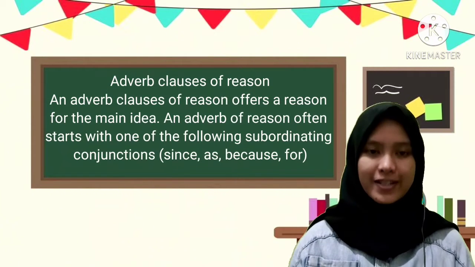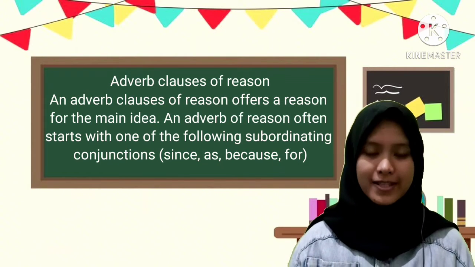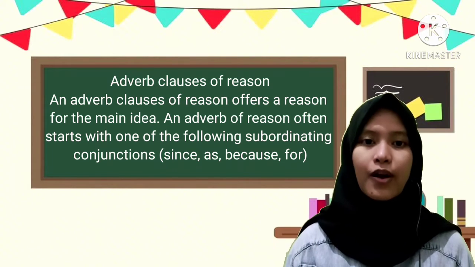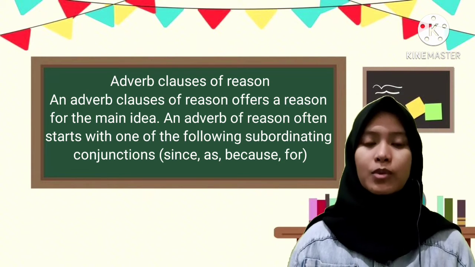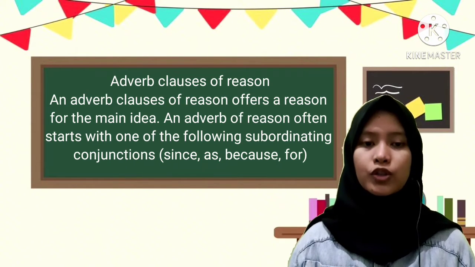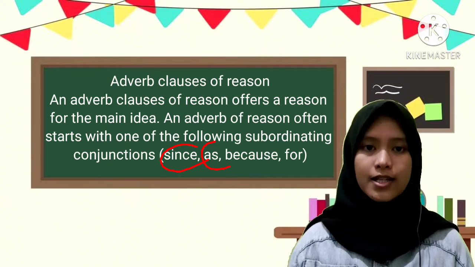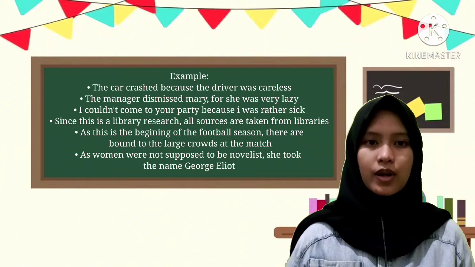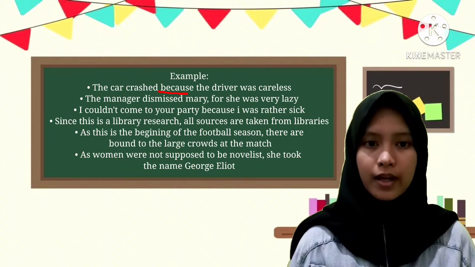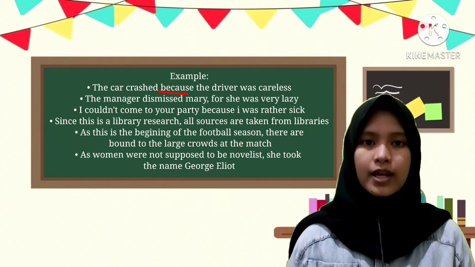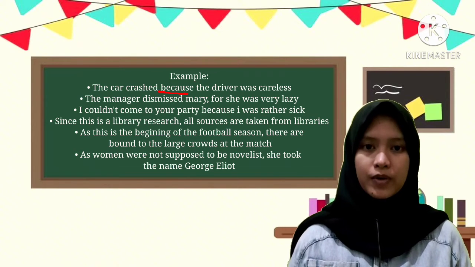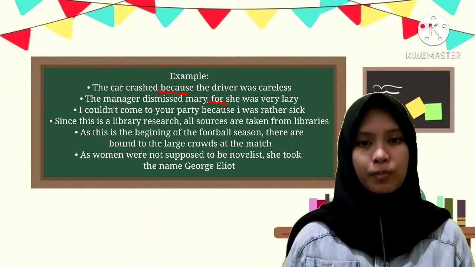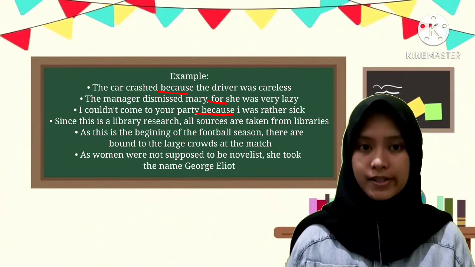Adverb clauses of reason. An adverb clause of reason offers a reason for the main idea. An adverb of reason often starts with one of the following subordinating conjunctions: since, as, because, for. Example, first, the car crashed because the driver was careless. Second, the manager dismissed Mary for she was very lazy. Third, I couldn't come to your party because I was rather sick.